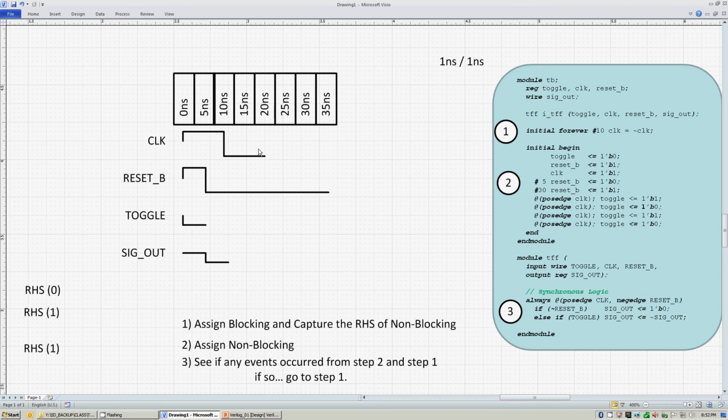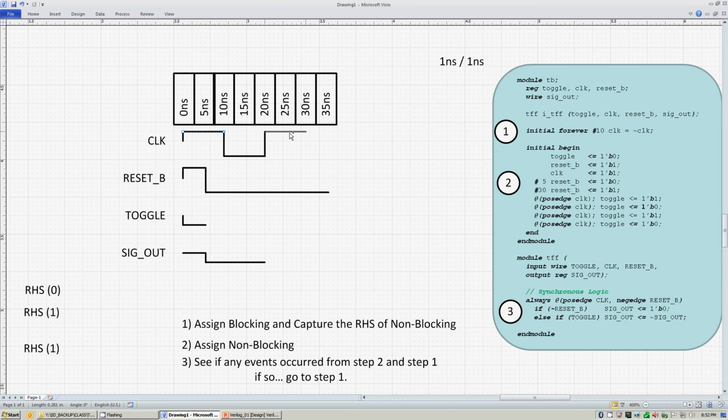And this is going to happen at 20, so what do you know? This is the next one to be evaluated. And since it's a blocking, it happens immediately. So our question is, now that this is assigned, is there anything else to be assigned at this point? Well, actually, not yet. What's going to happen is we're going to see, did any events occur? Yes. This is a positive edge. And so what's going to happen is we're going to say positive edge clock. But we're going to realize we're still in reset. So sig out still keeps a value of 0. Okay? And so we do this again, and the process continues.